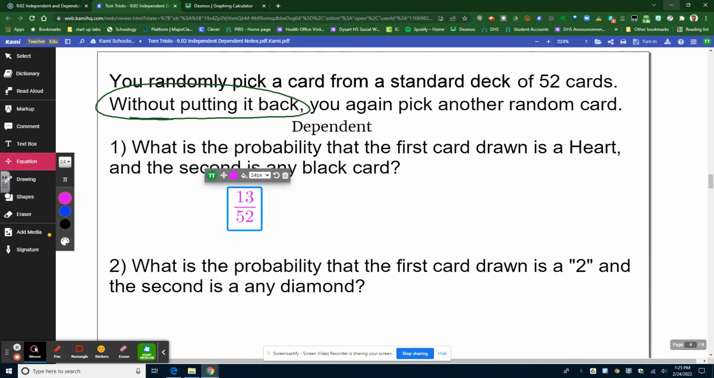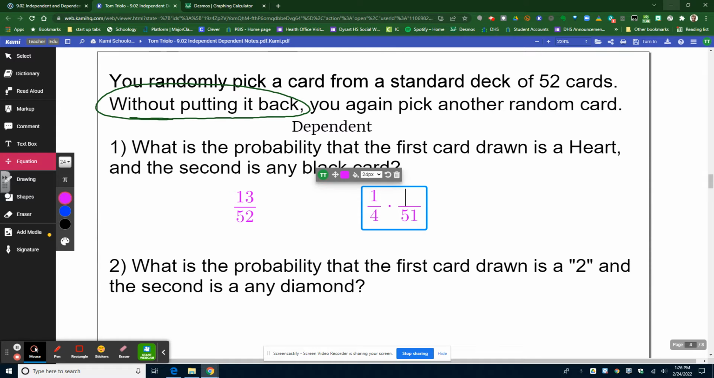Or you can say, how many suits are in the deck? 4. I have clubs, diamonds, spades, and hearts. And one of those 4 is a heart, which is the same as 13/52. So 1/4. Now I have a card in my hand. Am I putting it back? So my new fraction has a new denominator, doesn't it? I don't have 52 anymore. I have 51. How many cards are black?